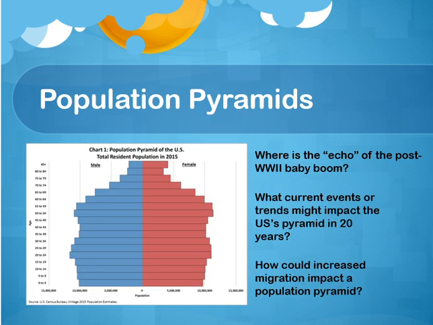Population pyramids can show us a lot. They can show us baby booms and echoes of baby booms. Remember, population pyramids are essentially going back in time, right? As you move up, you're moving further and further into the past, and as you move down, you're moving closer and closer to the current day. We can see here, this is 2015, right?